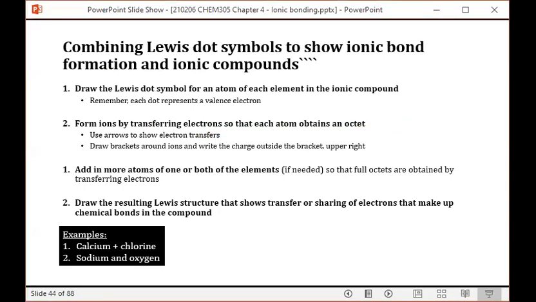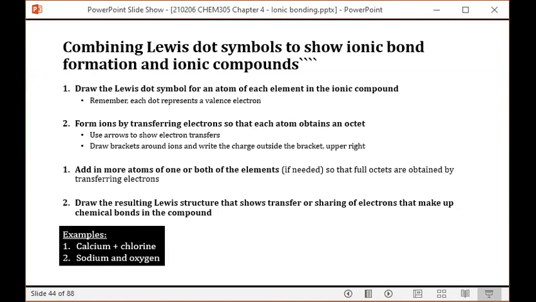So by combining Lewis dot symbols, we can show how ionic bonds are made and the resulting formulas for ionic compounds. So to do this, you want to start out by drawing the Lewis dot symbols for each element involved in the ionic compound. And remember, with the Lewis dot symbols, each dot represents a valence electron. And then you're going to form ions by transferring electrons so that each atom ends up obtaining a full octet.